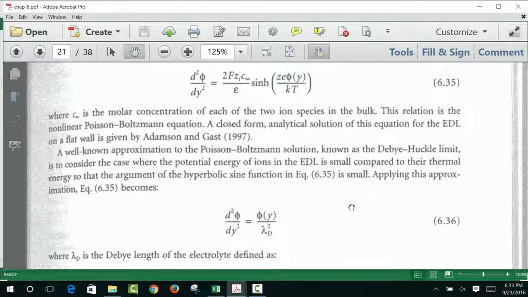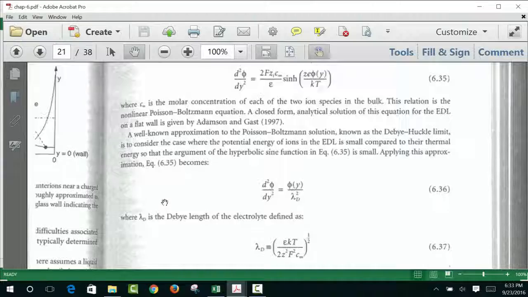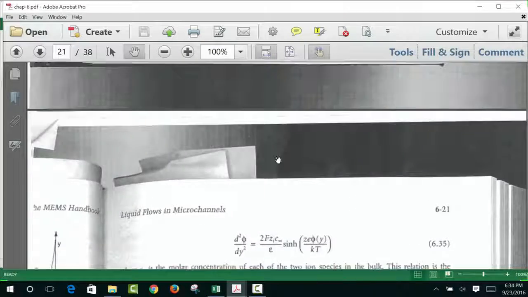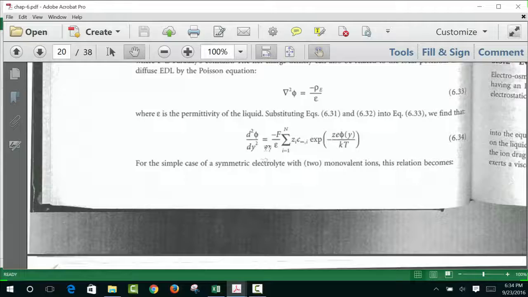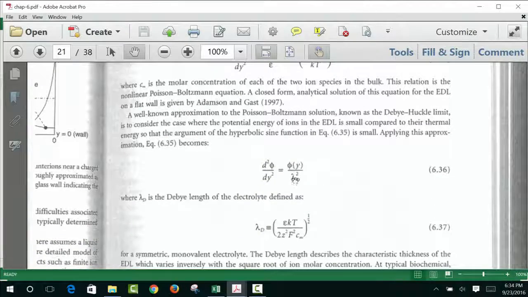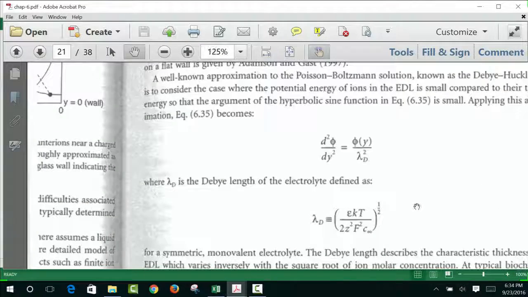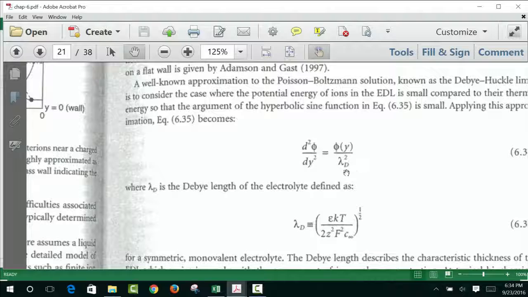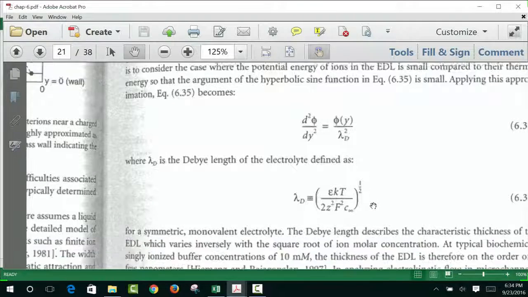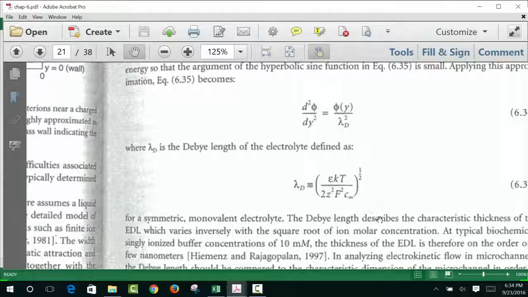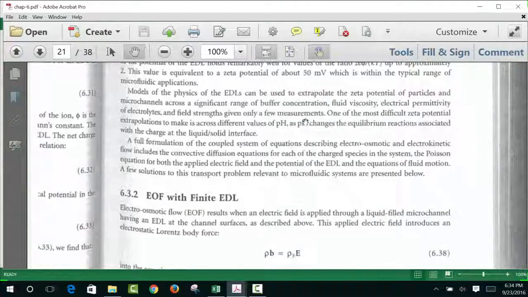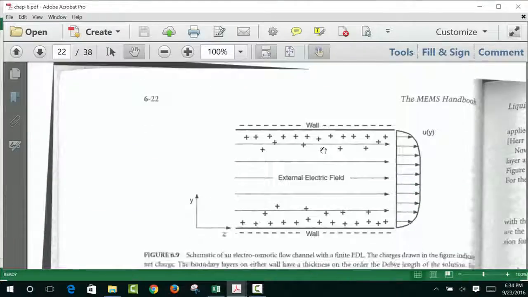He's basically saying that there is an approximation that says this equation can be simplified to simply this, which has something called the Debye length. The Debye length is the length of that shear layer, the whole electric double layer. That's the Debye length. And because of this, the equation is much simpler, and the solution becomes actually even simpler.